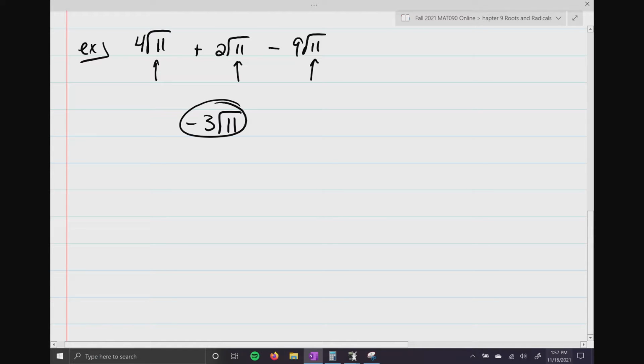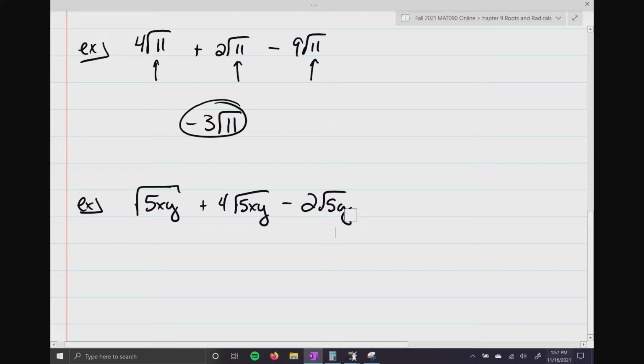So now the question becomes, all right, well, what if you got variables? Well, it really doesn't change anything. Let's say we have the square root of 5xy, plus 4 square root of 5xy, minus 2 square root of 5y. Okay? That looks like a G. Let's make it a y. Now, no, I didn't make a typo here. I did this deliberately.